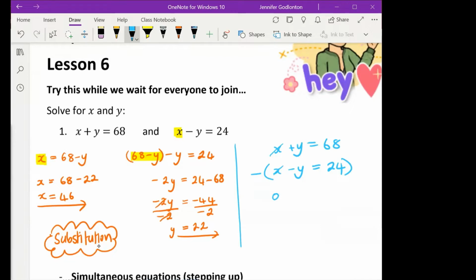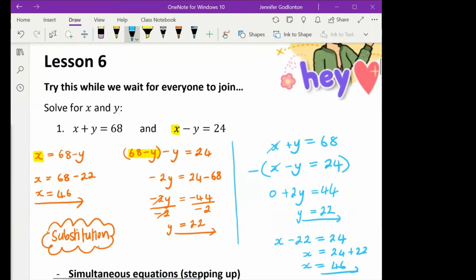y plus, because a negative and a negative is a positive, so y plus y is going to be 2y. And then 68 minus 24 is going to become 44. So I land up with just y is equal to 22. And then I substitute it into any of my equations, doesn't matter which one. So I'm going to say x minus 22 is equal to 24. So x is equal to 24 plus 22, which is 46. Okay, just going to leave that there for a second for people to have a look.